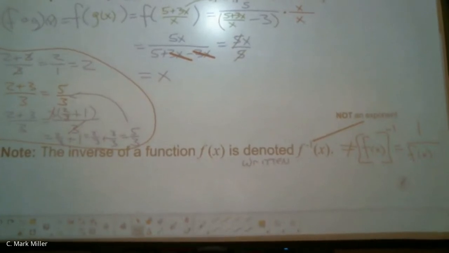But F of G of X means the functional value of G of X. So F of X means the functional value of X. F of 5 means the functional value of 5. You put 5 in for X and it crunches to something. So F of G of X means the functional value of G of X. But Thomas, your point is very, very legitimate.